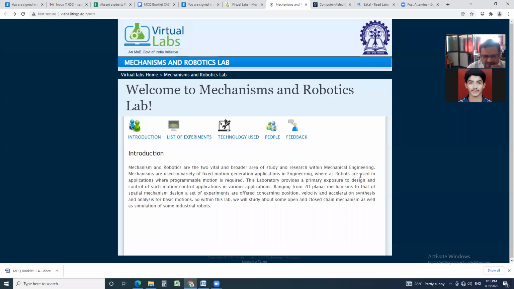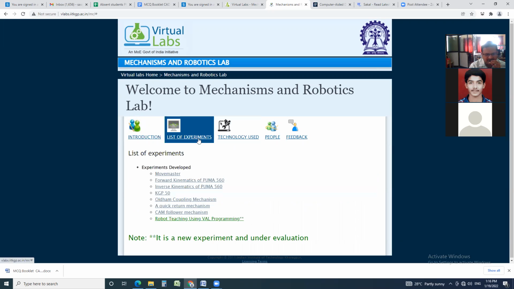This laboratory provides a primary exposure to design and control of such motion control applications in various applications, ranging from 2D planar mechanisms to that of spatial mechanism design. A spatial mechanism design, a set of experiments are offered concerning position, velocity and acceleration synthesis and analysis for basic motions. So within this lab, we will study about some open and closed chain mechanism as well as simulation of some industrial robots. Therefore, this is the introduction of this lab.